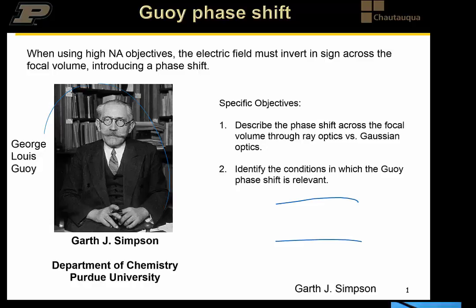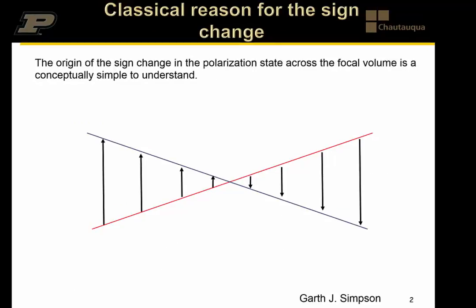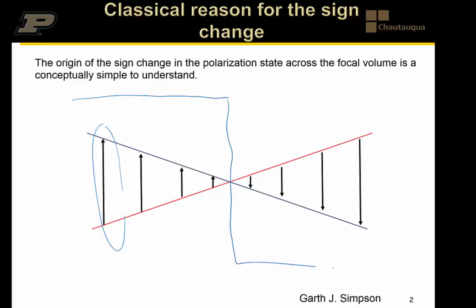All right, so before we consider wave optics, let's go back and take a look at classical phase shift across a focal volume. If we have a wave that has a particular sign for the polarization state, and we transit through the focal volume, then the phase classically, if we forget all about everything we know about wave optics and just ask what does the phase have to do, it has to invert discontinuously in the focal volume.